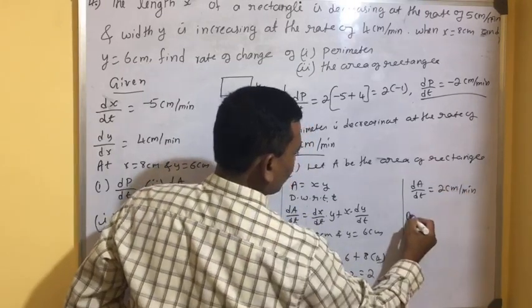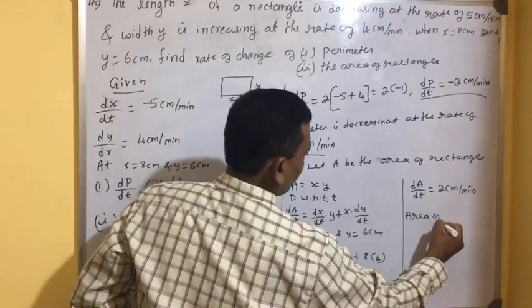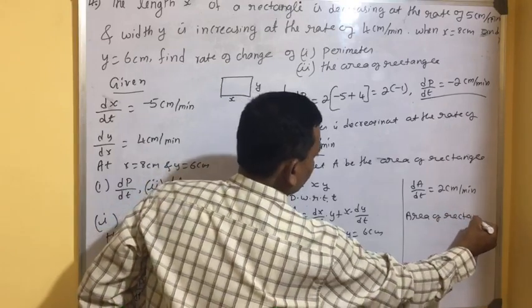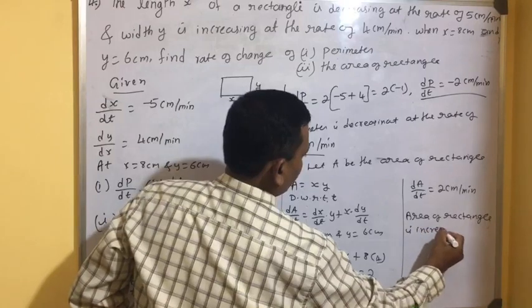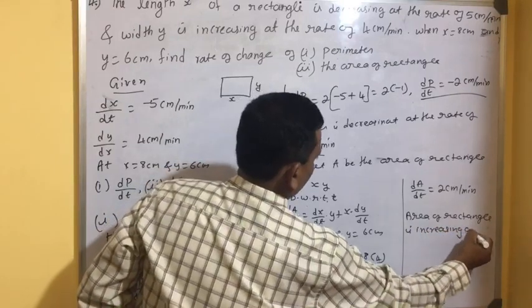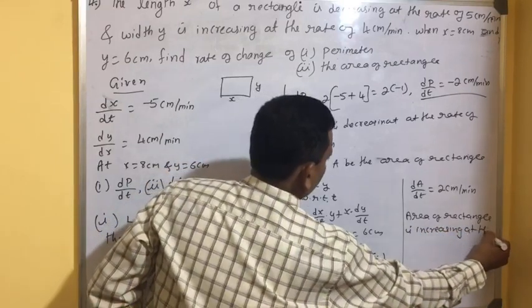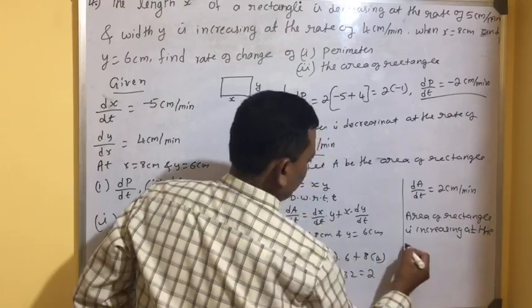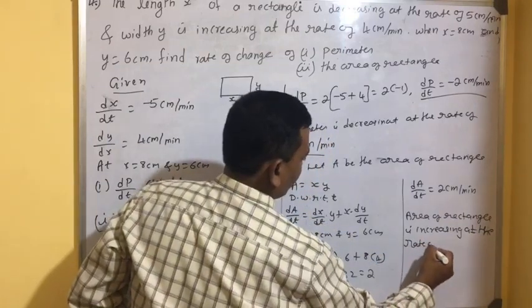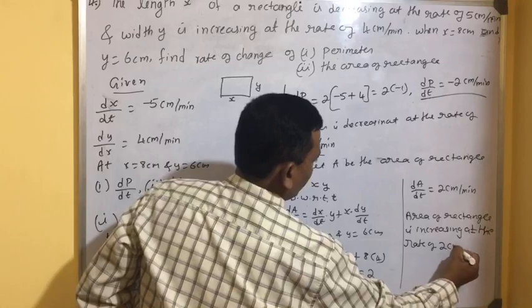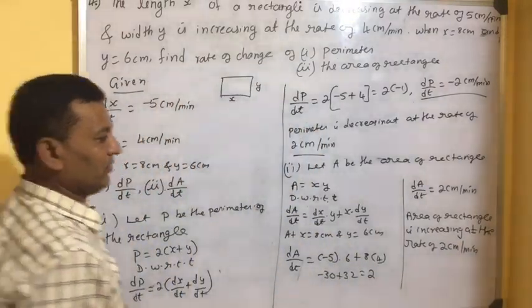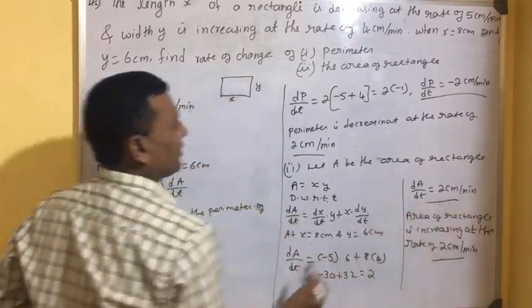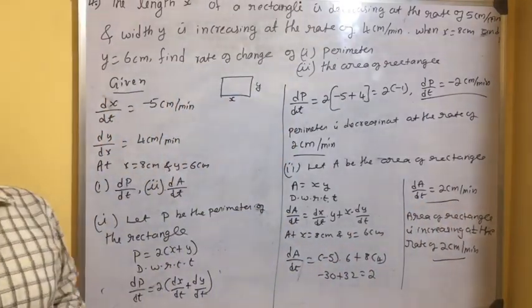It means area of rectangle is increasing at the rate of 2 centimeters per minute. Like this, students, we can find out, and these are very easy questions, and a little bit you have to understand the concept.